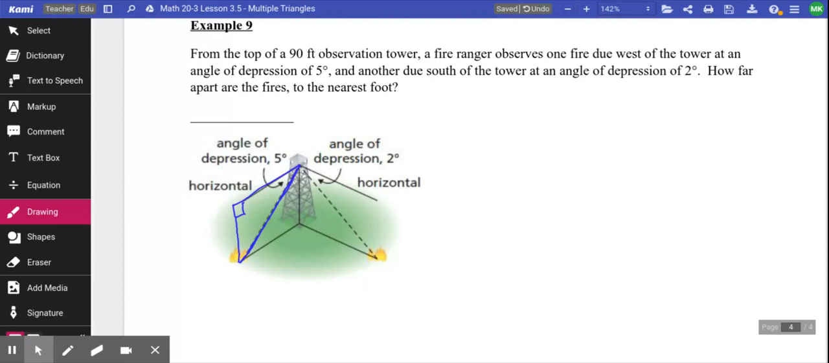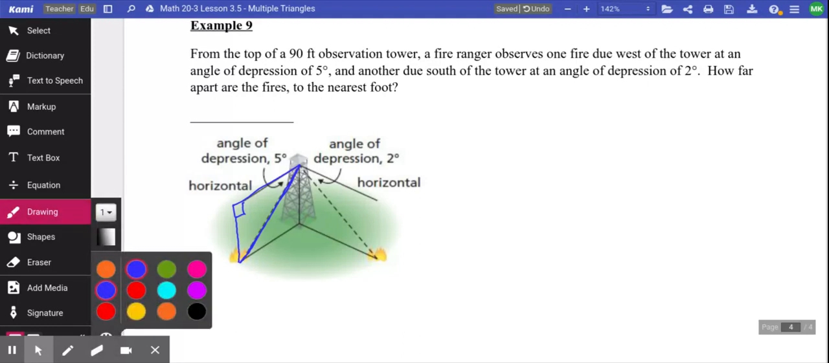On the other side, there's another triangle. I'm going to do it in red. If you go straight across in the sky, straight down to the fire, and then do that dotted line where you're looking. Those two triangles are in the air. It's like 3D.